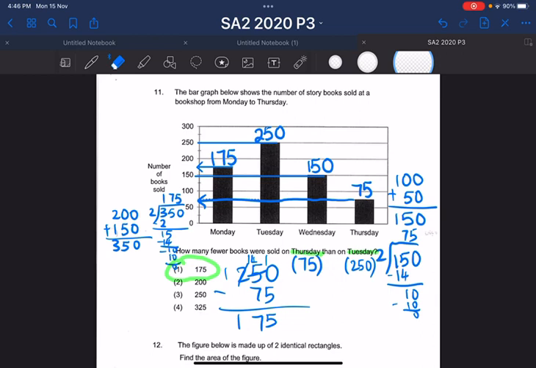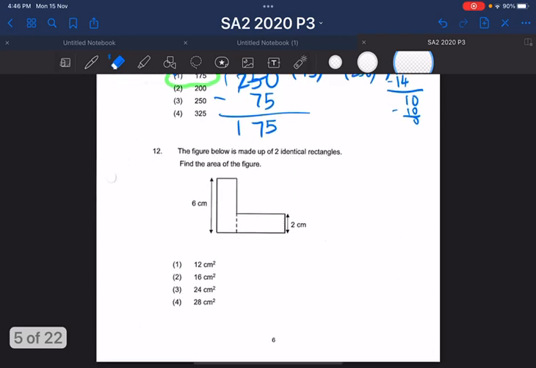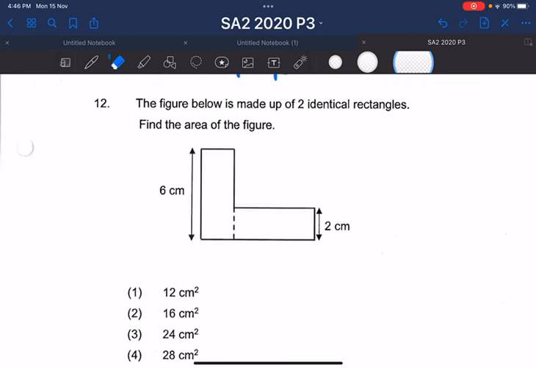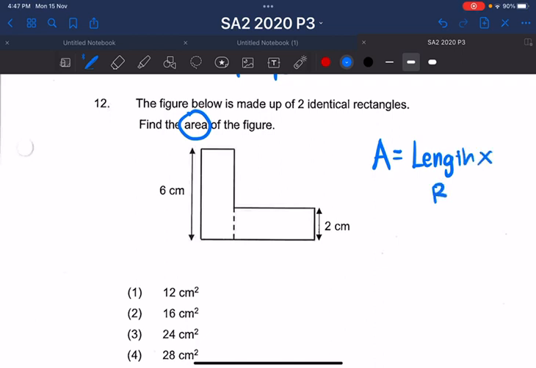Question number 12. Question number 12 is about finding the area. Now remember, area is taken by something times something, which is length times your breadth.